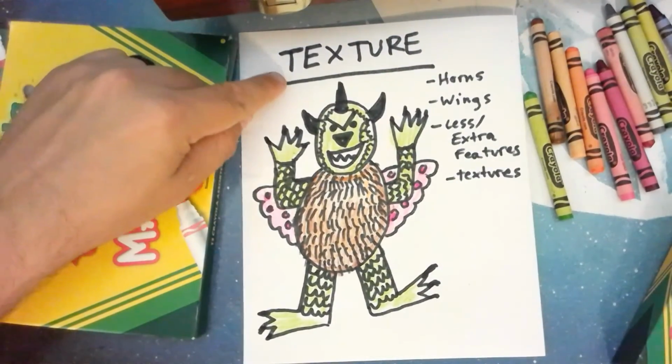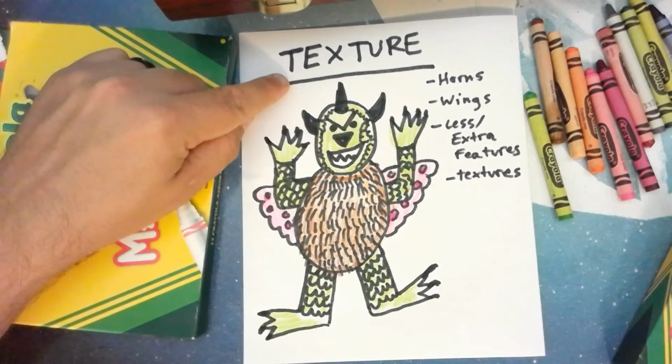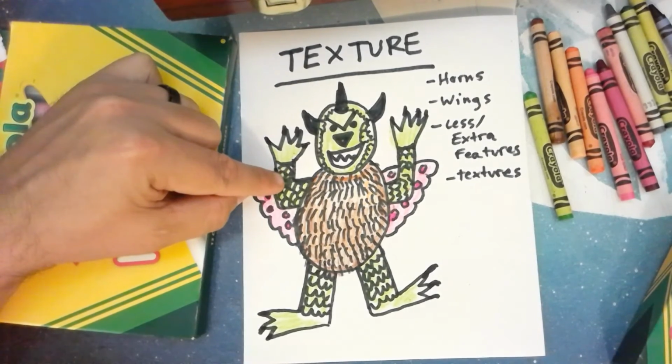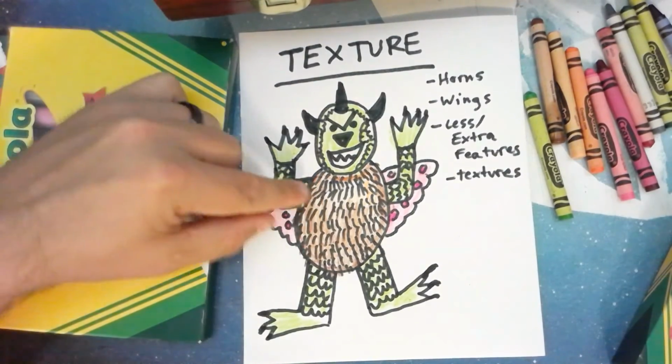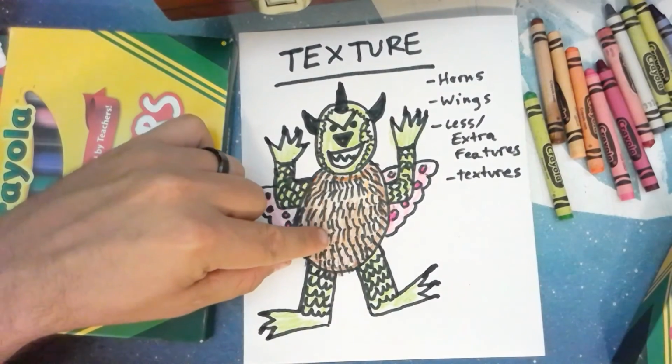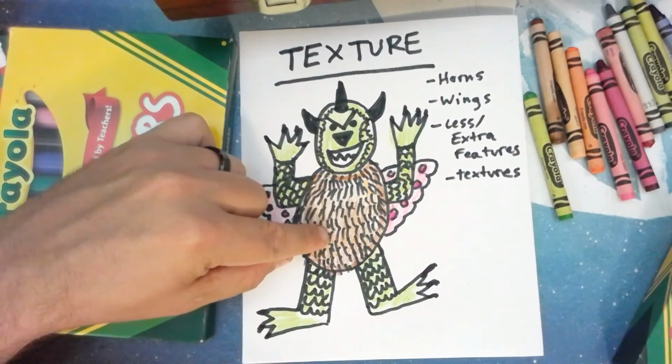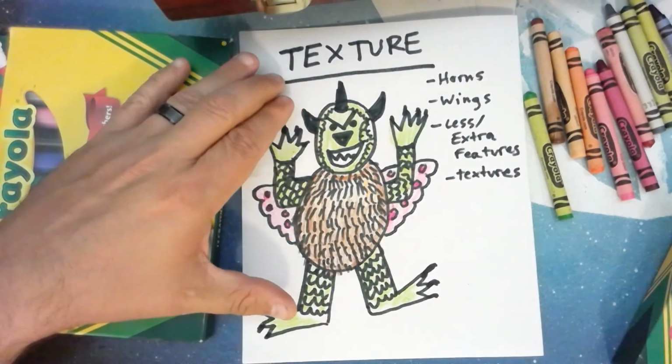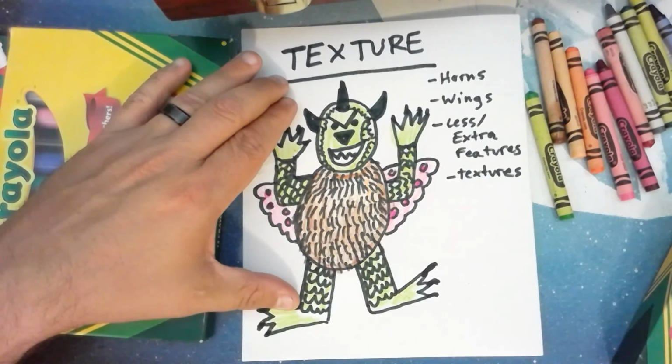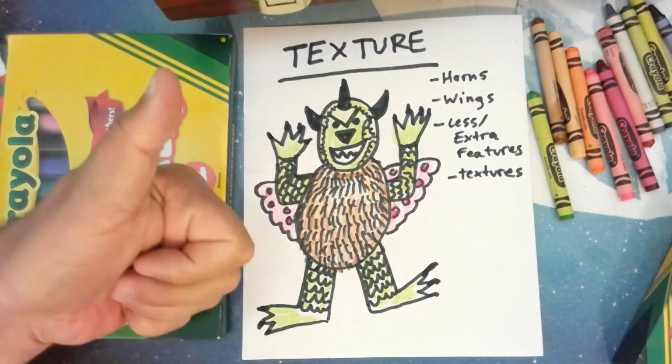And remember, we're talking about texture, so the way things feel. So this is implied texture, where you make a pattern like scales or fur by repeating a pattern. Alright, have fun making your monsters, and I will see you next time.